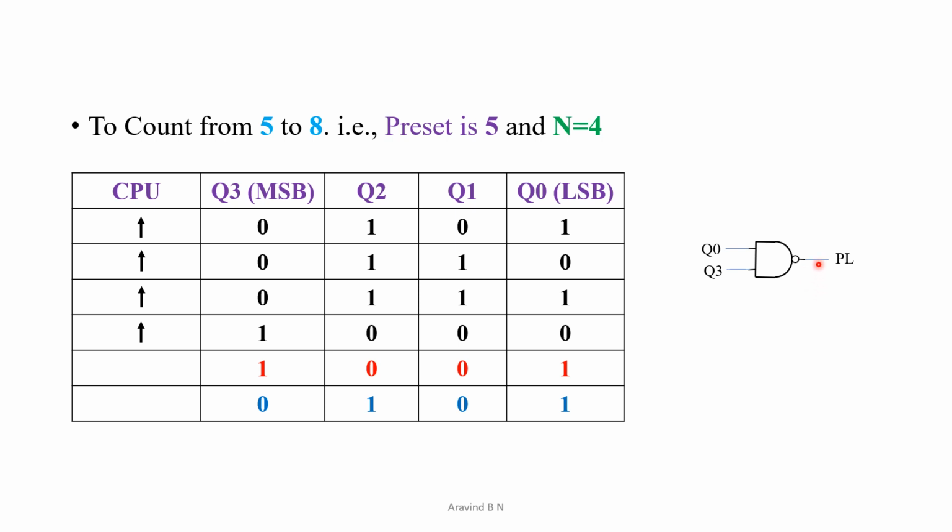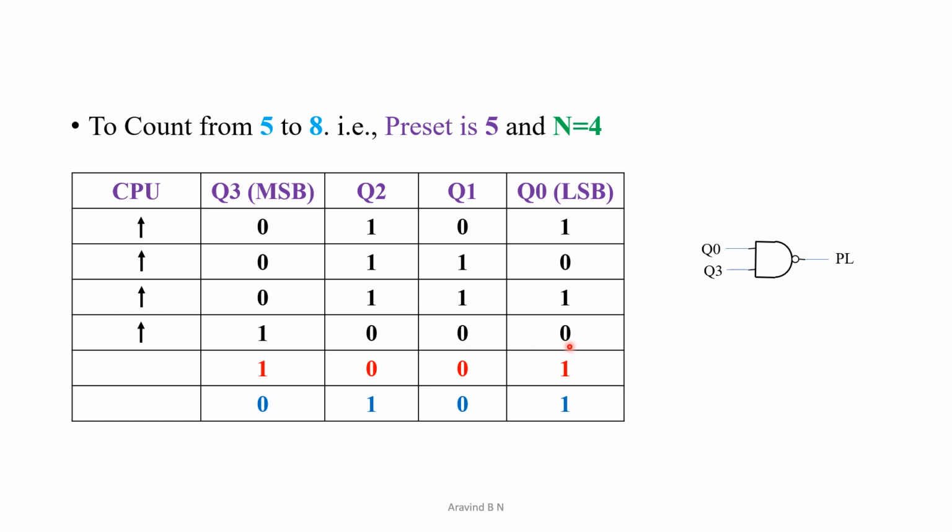So for that, the suitable gate is the NAND gate. So we can verify Q0, Q3 both are equal to 1 at this particular instant. When we give 1 and 1 as input to this NAND gate, output will be equal to 0. That 0 will be given to the parallel load so that the output will get loaded with this parallel data 5. And we can also verify that in any other instant among these count values, the output of this gate will remain as 1. So we can verify that.